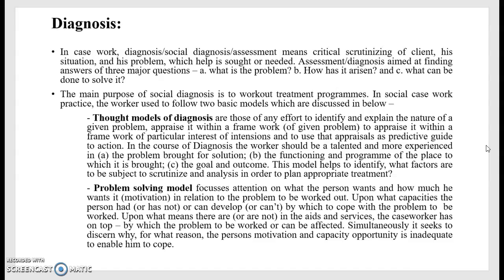In social casework practice, the worker uses two basic models, which are discussed below. Those models of diagnosis are any effort to identify and explain the nature of a given problem, to appraise it within a framework of particular interest or intentions, and to use that appraisal as a predictive guide to action.